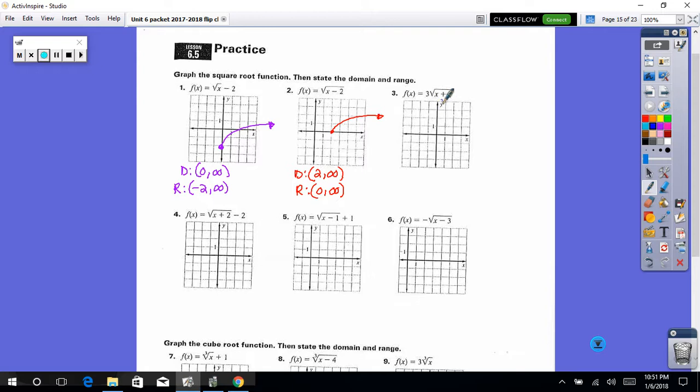Okay, number 3, it's left 1 and just stretched out, so he just gets taller faster. Okay, no, that does not affect the range at all. Just because he's getting taller faster doesn't change anything. Our domain did change though, so we're negative 1 to infinity. And the range, like I said, did not change at all.